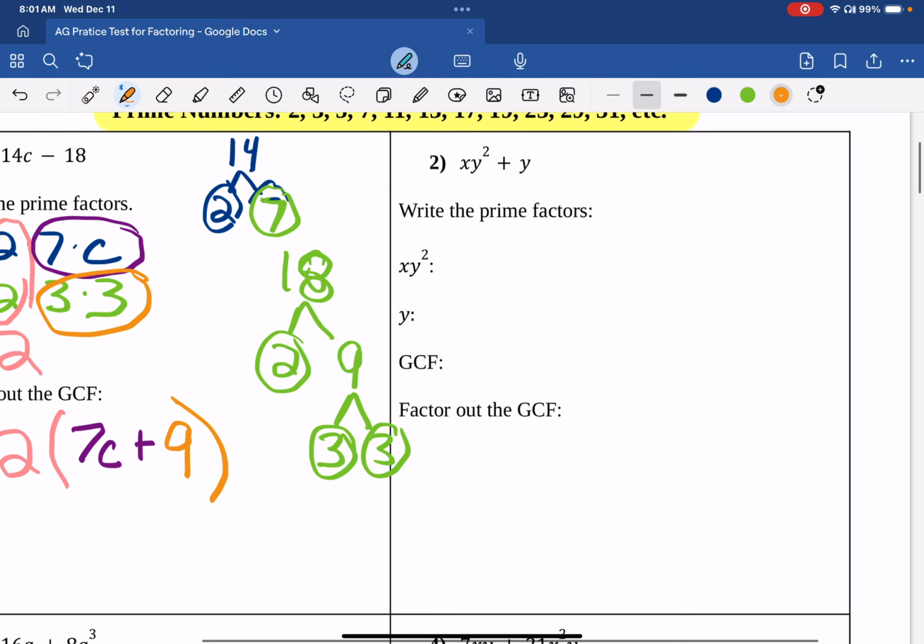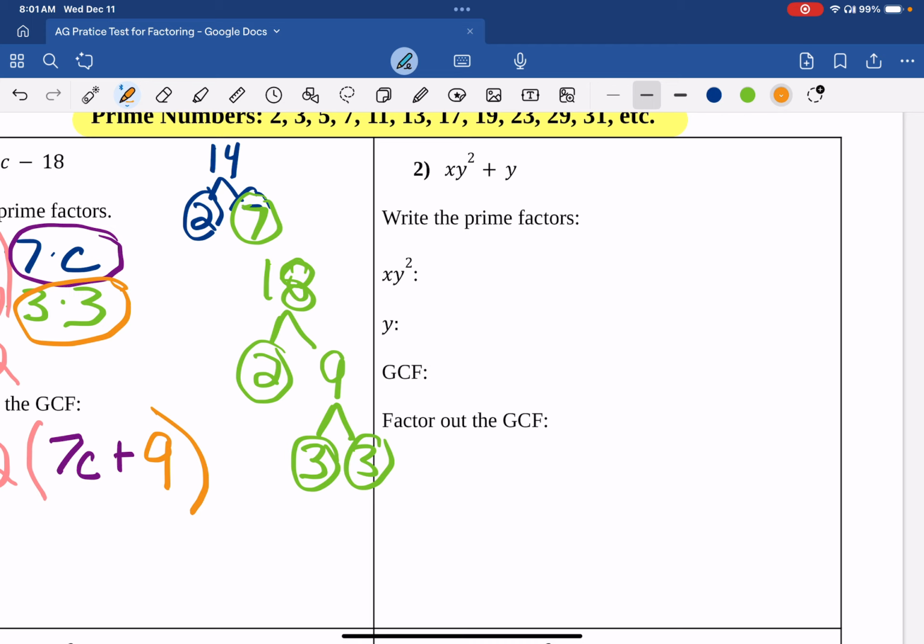Let's look at number 2. All right, it's xy squared plus y. We're going to write out all of the prime factors for xy squared. So there are no numbers here, so we just write out each letter, the number of times it occurs in that term. So you have x times y times y. y is just a prime by itself, right? So it's just the y. We circle the factors that they have in common. They both have a y. So our greatest common factor is y.